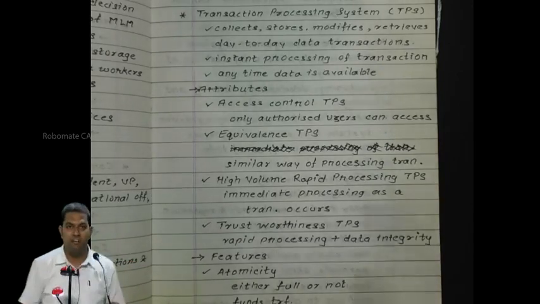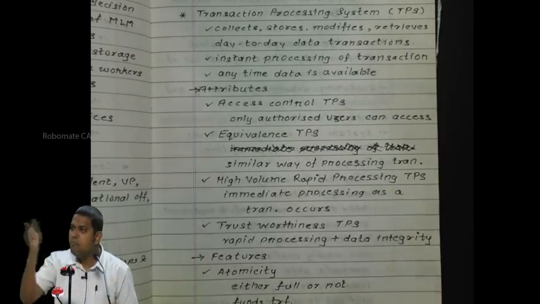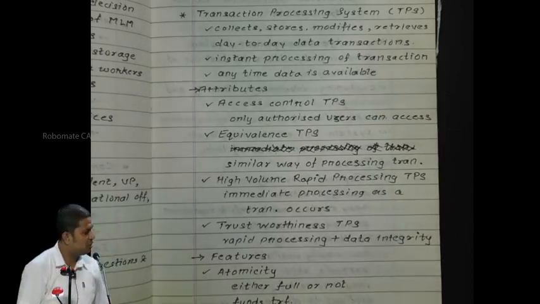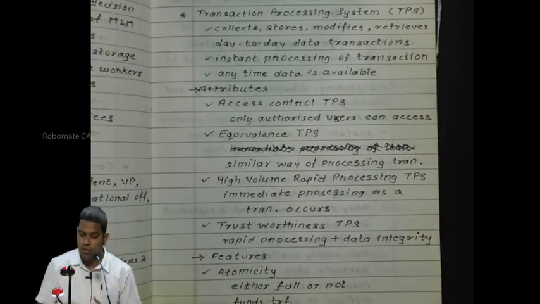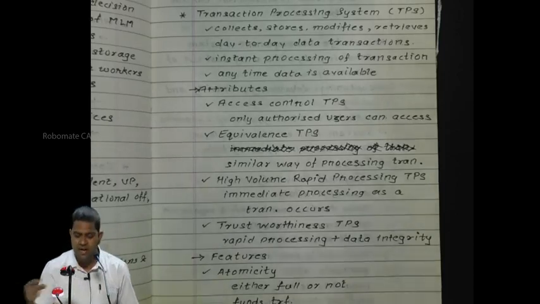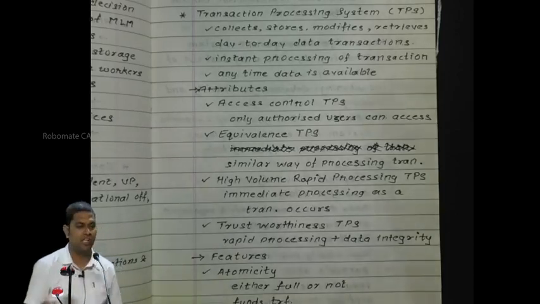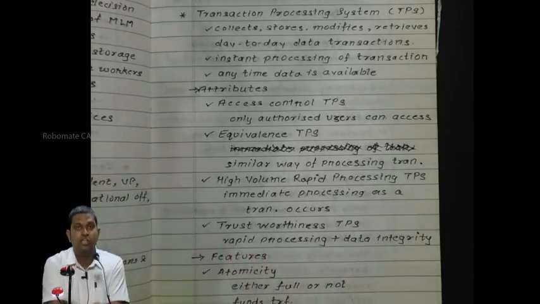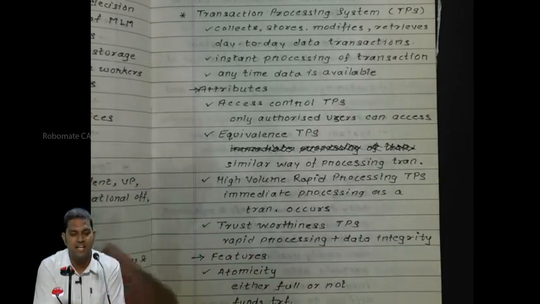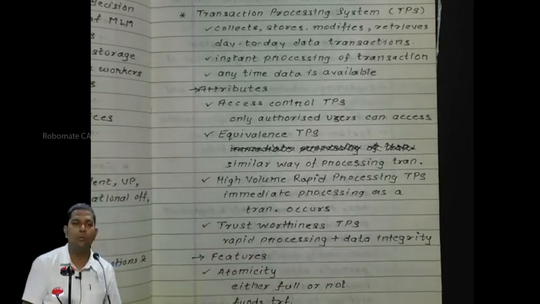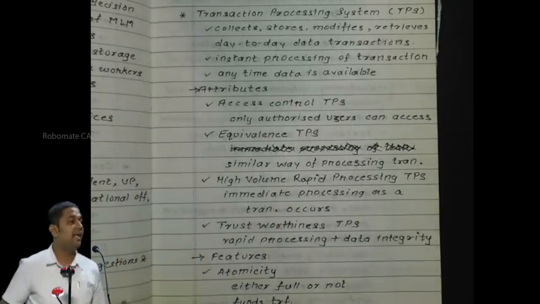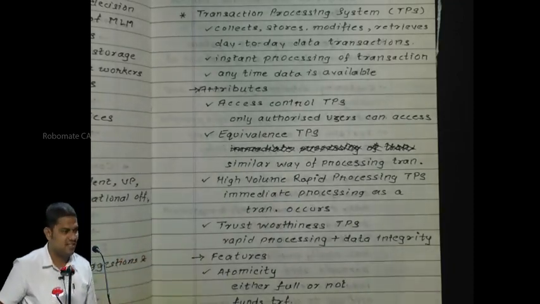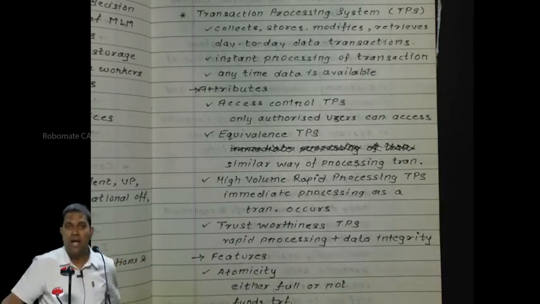So don't you think whenever you are living in this era, immediate processing of the data should happen? And that exactly is nothing but the attribute called high volume rapid processing. Immediate processing. Occurrence and processing should happen simultaneously. Then only you will be able to have updated information. Then only you can avoid disasters or scams.